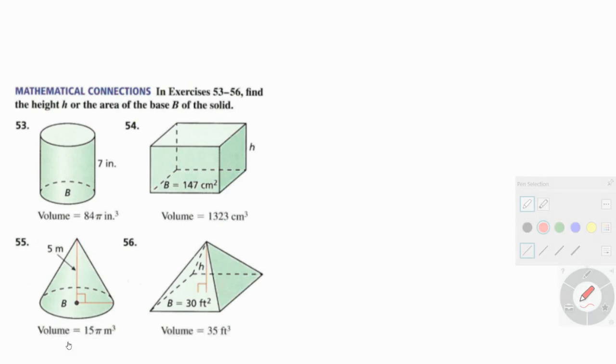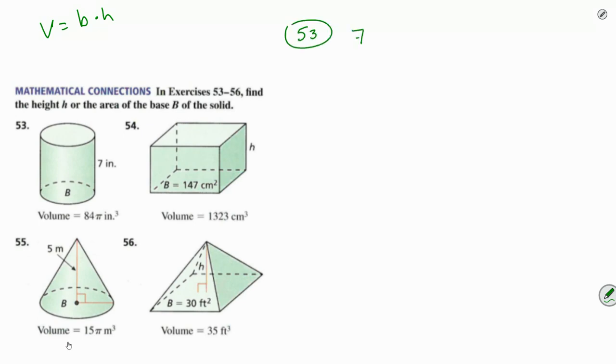Okay, this is again trying to use simple equations that pull on prior knowledge to find the volume of something. It gets more specific if you want to go into individual shapes, but at the very base, volume equals base times height. We're pulling on that formula. So when it says find the height or the area of the base of the solid, all we're looking to do in 53 is go 7, the height, times the base, this b represents the area of the base, equals 84 pi. From there, if we divide both sides by 7, the area of the base is 12 pi.